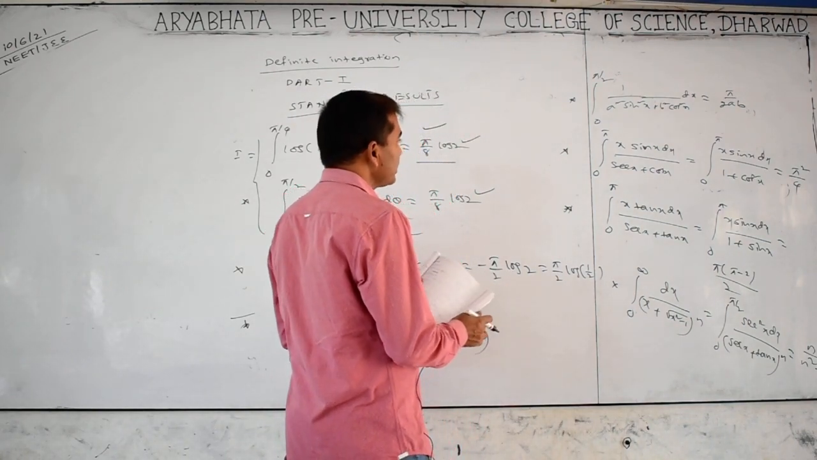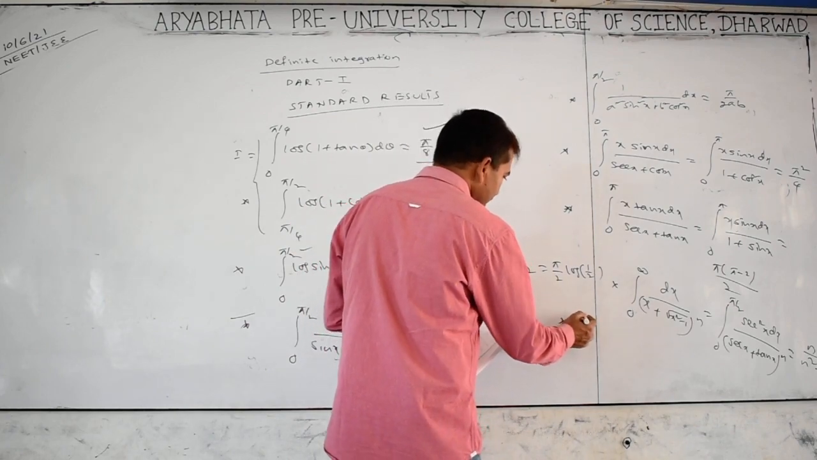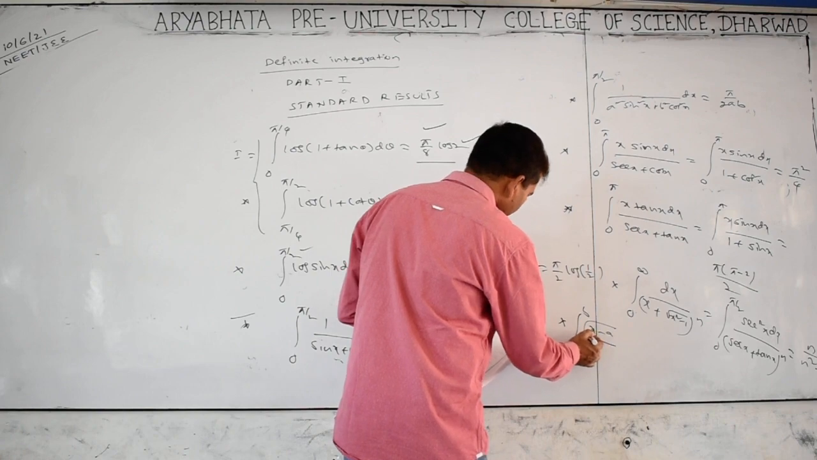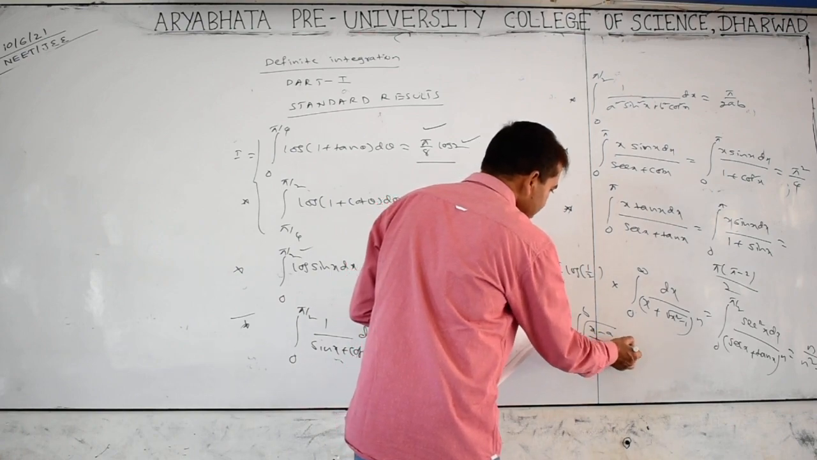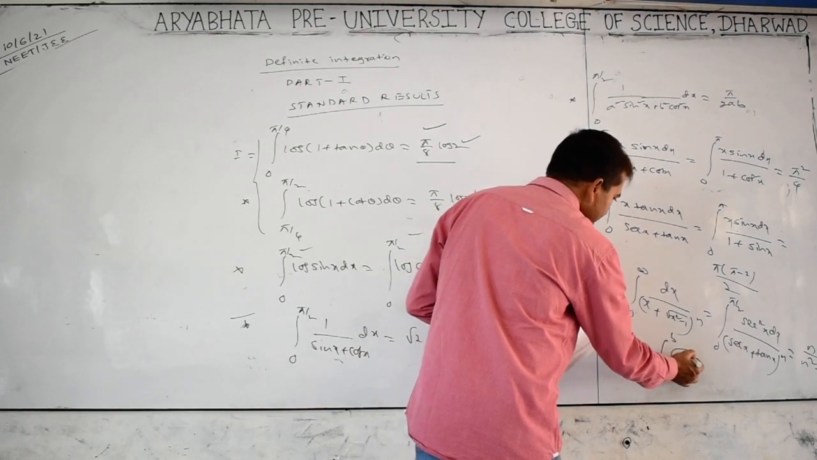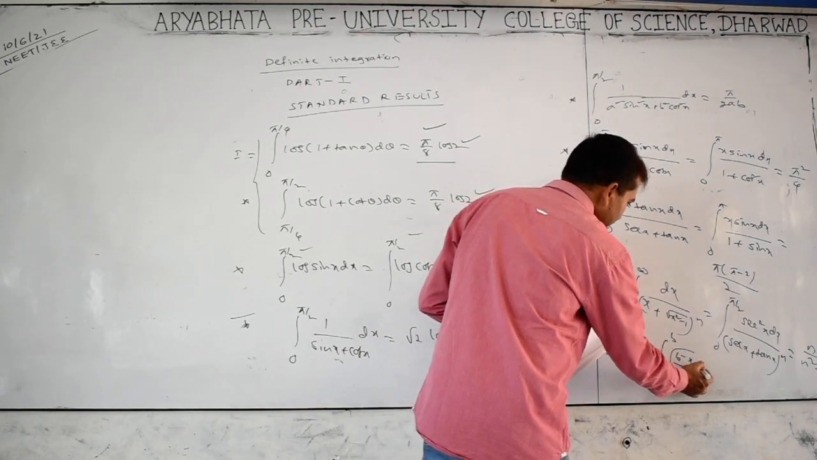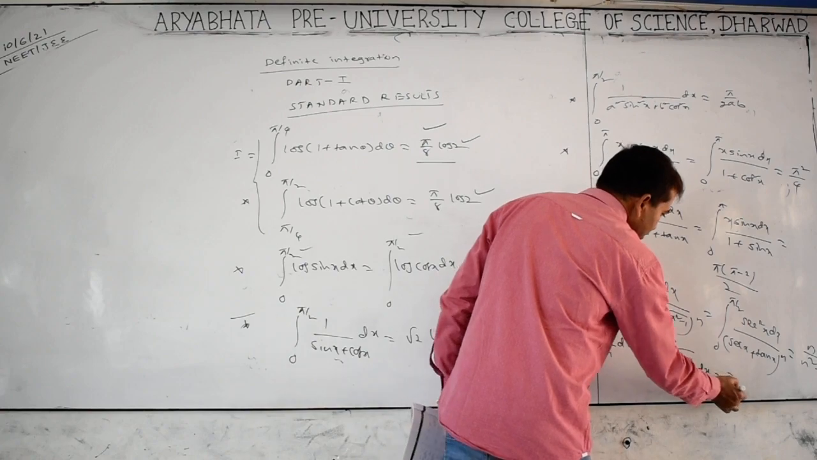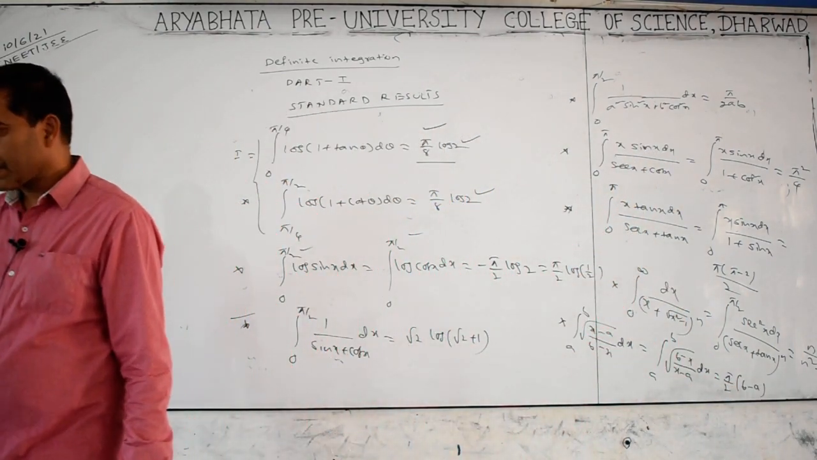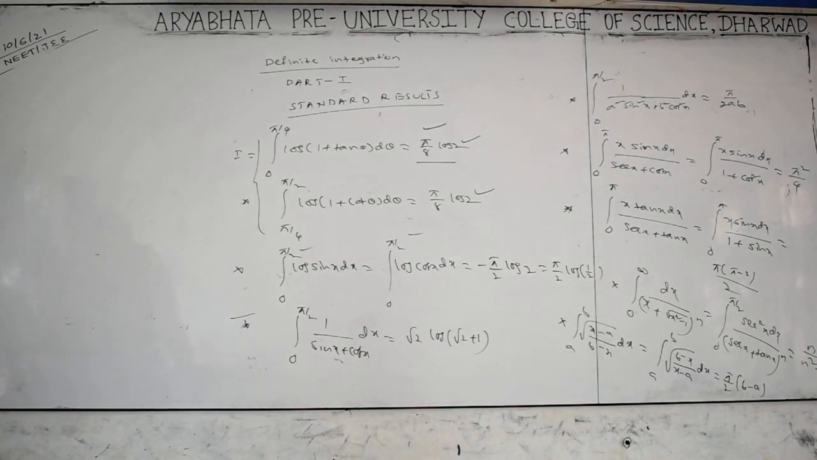And the last formula, standard result: integration of a to b root of x minus a by b minus x dx equals a to b root of b minus x by x minus a dx equals pi by 2 into b minus a. You can copy it and go through that.